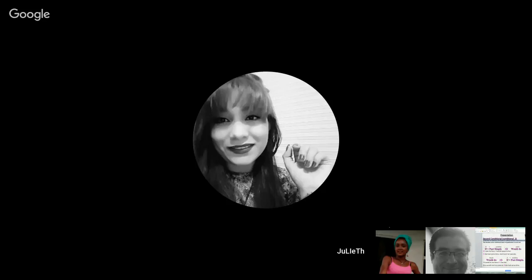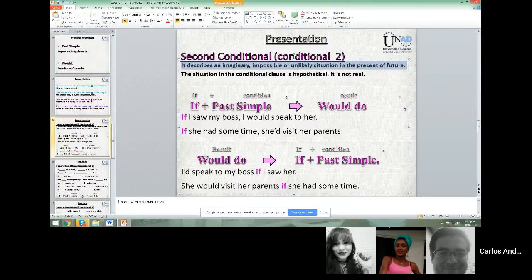Second conditional. It describes an imaginary, impossible, or unlikely situation in the present or future. That is very good, Viviana. Second conditional describes an imaginary, impossible, or unlikely situation in the present or the future. It means most probably that the situation is not going to happen because it's something we are imagining. It's something that is unlikely.